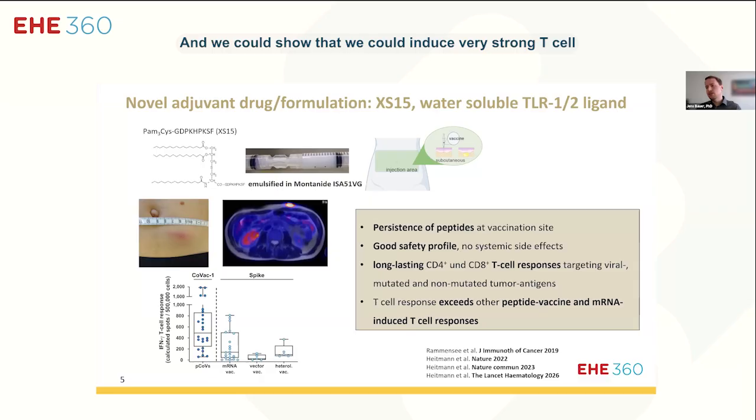And we could show that we could induce very strong T-cell responses with this, also stronger responses compared to mRNA vaccines. This is here for our SARS-CoV-2 vaccine compared in the figure. And we have published this now in several studies in healthy volunteers and also in cancer patients. And we've now vaccinated over 100 people with this formulation of an antigen vaccine.